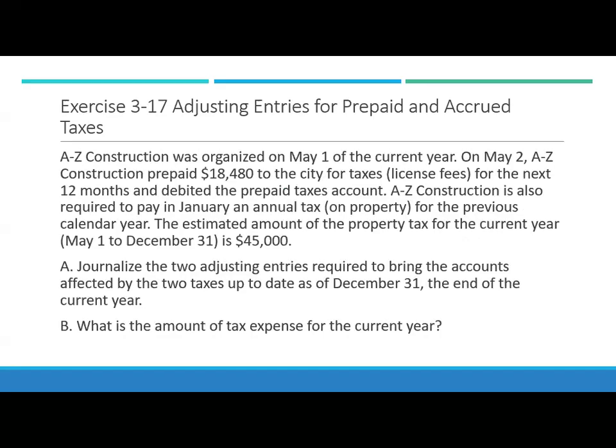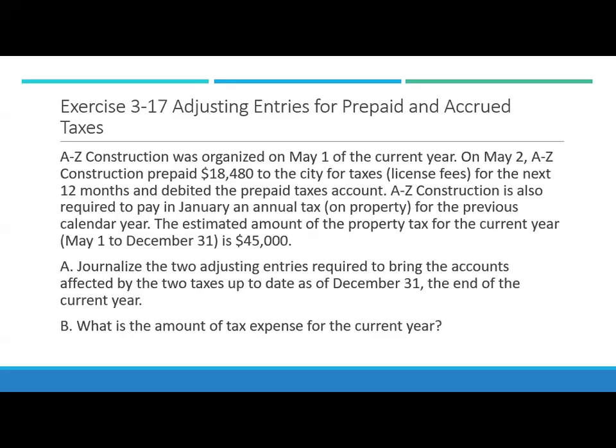And then we have some prepaid tax and accrued tax journal entries here. In this example, this is a real estate developer, a construction company, with a property they're developing. They prepaid $18,480 for 12 months of taxes to the city for license fees. And they know they're going to owe property taxes for the current year in January of next year, and that property tax amount is going to be $45,000. So we need to accrue both of these tax expenses for the current year.